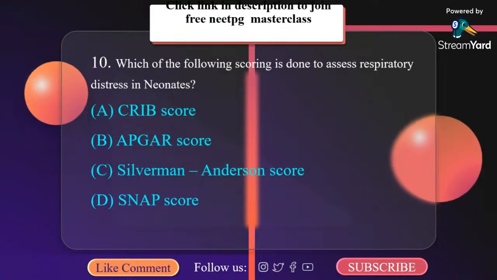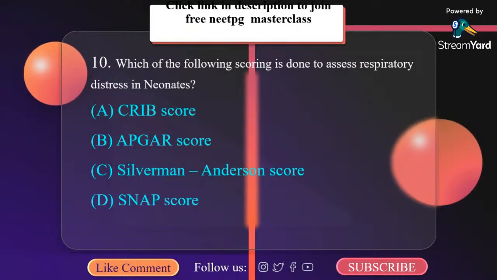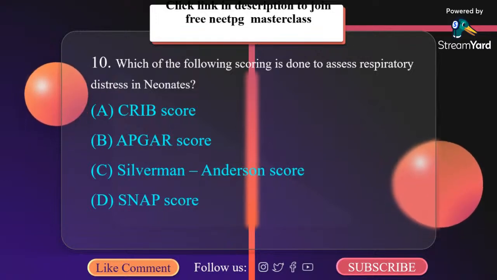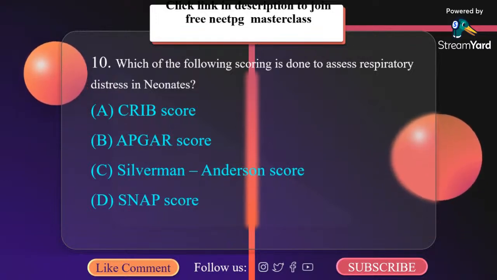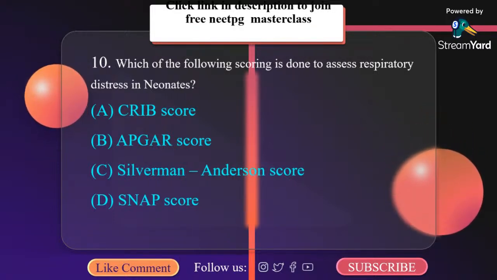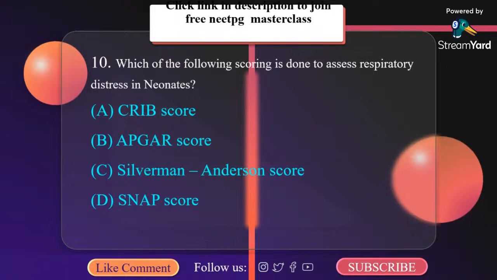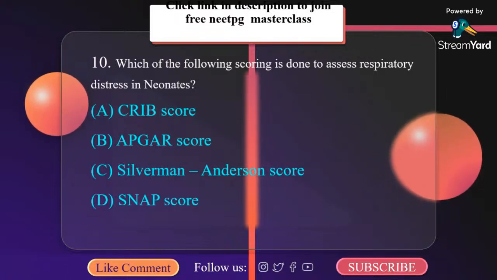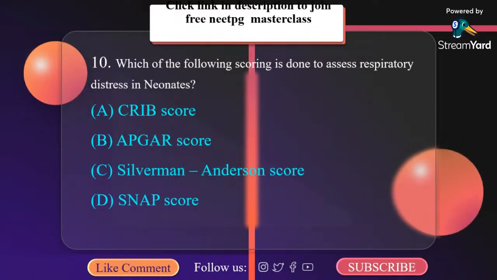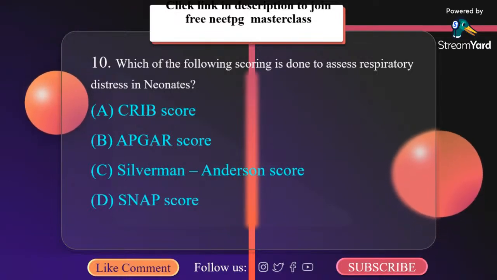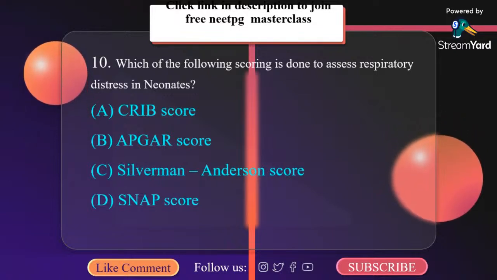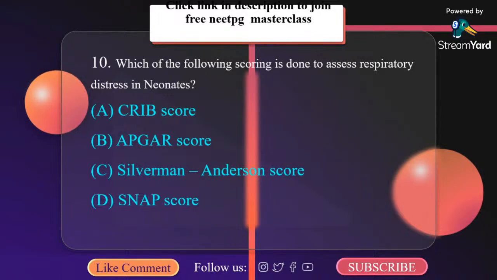Then SNAP score. SNAP score's full form is Score for Neonatal Acute Physiology. It was developed by Richardson et al. in 1993 for babies of all birth weights and validated as predictor of mortality, morbidity. It is a physiology-based score that uses 34 routinely available vital signs and laboratory tests. Then Silverman-Anderson score is used to quantify the respiratory distress in preterm neonates. So the correct answer here is C.